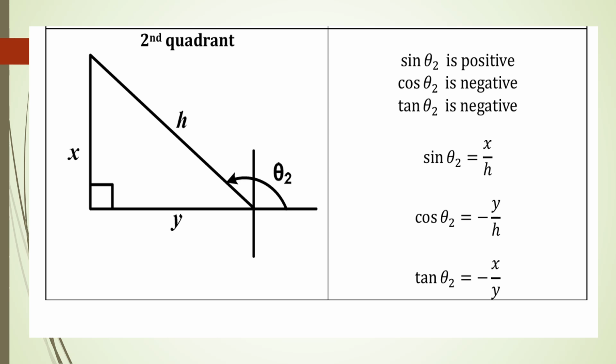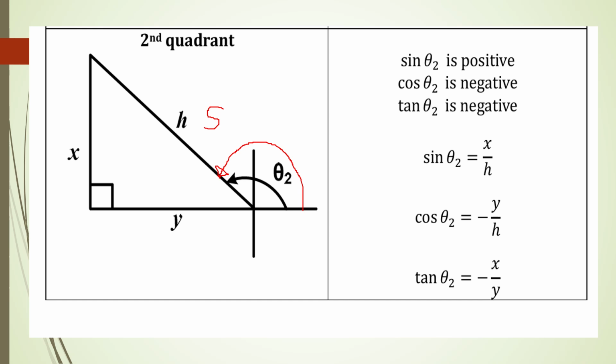So like we said, in the second quadrant, it's only sine which is positive. That means that other ratios must carry a negative sign. So this is the angle we are measuring. Angles we measure start from the positive x-axis. So you see that this side.